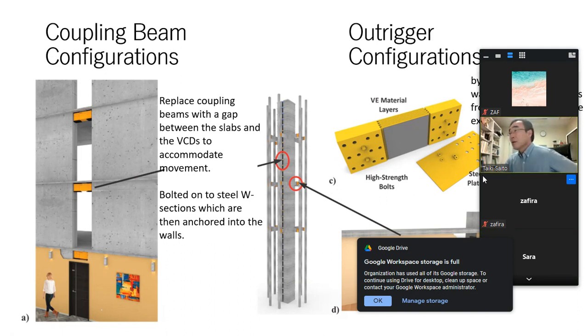Maybe here? I mean, the slab and coupling beam with damper is a little bit separated. This is a gap, maybe.